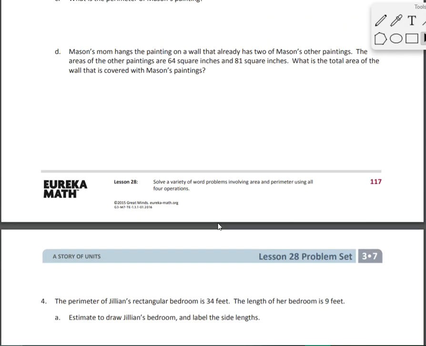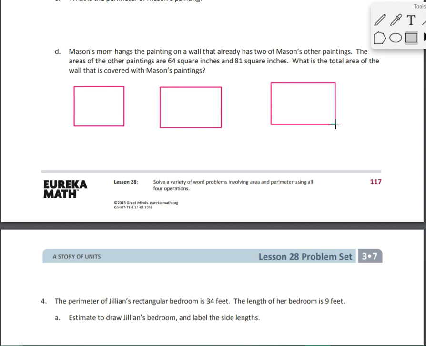All right, scrolled a little too far. Mason's mom hangs the painting on a wall that already has 2 of Mason's other paintings. The areas of other paintings are 64 inches and 81 inches. All right, I'm going to label the one we know. We said it was 8 by 9. This is 72. I'll make this my 81. And this is my smallest, so I'll make it my 64.